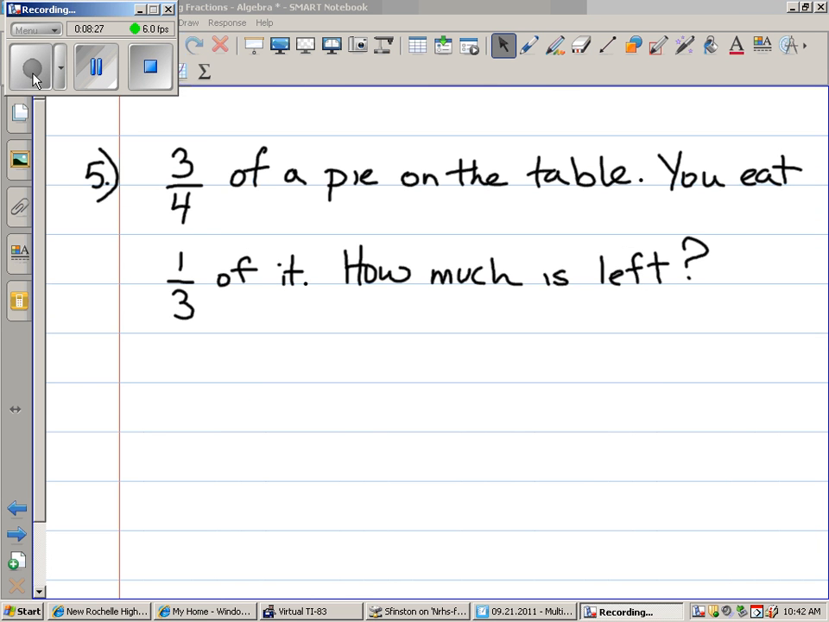Last problem of the day. Believe it or not, this one's pretty tricky. Okay, let's do this. Last problem. So 3/4 of a pie is on the table. We talked about some good pies that we like. You eat 1/3 of it. How much is left? Here's my question to you.